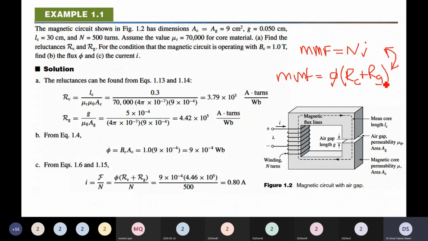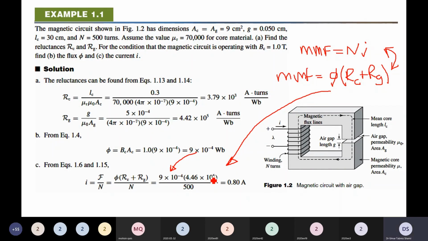And then current can be found by I equal to flux times bracket RC plus RG total divided by the number of turns. And this is what is going on in our part C. That is, current is equal to MMF divided by number of turns. MMF is given by flux into RC plus RG, same formula, divided by number of turns. And flux is 9 times 10 to the power minus 4, and this is the total sum of both reluctances.